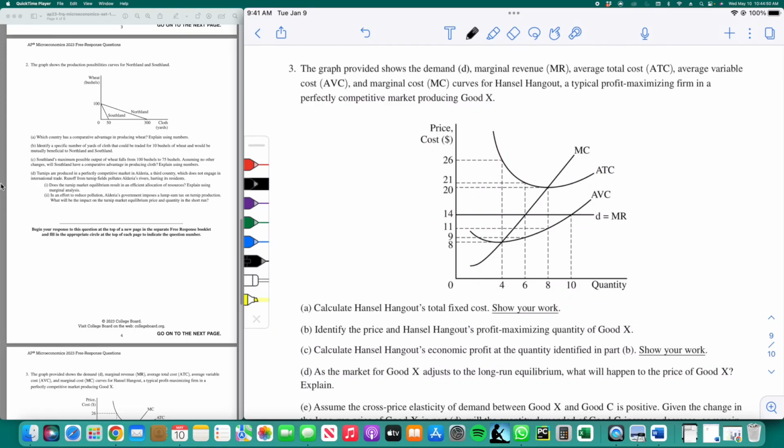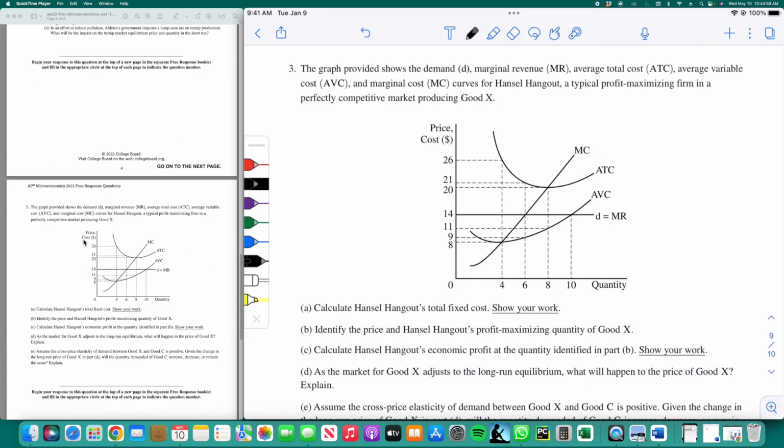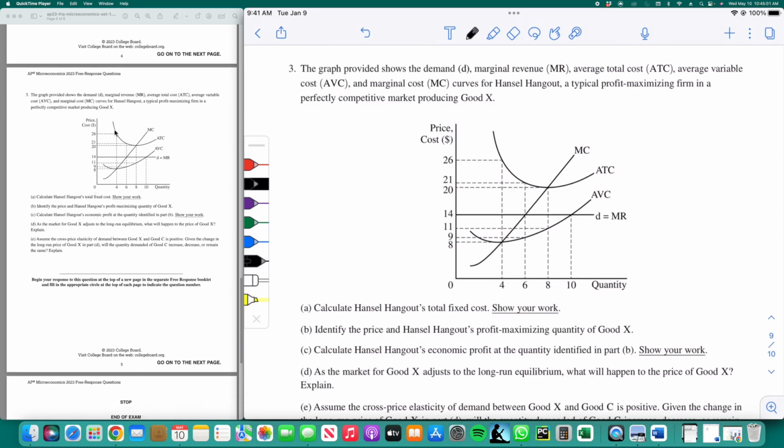On question 3 for the 2023 free response questions, set number 1. So question 3 says this. We are going to be doing the graph showing the demand, the marginal revenue, the ATC, the AVC, and the marginal cost for a typical profit maximizing firm in a perfectly competitive market producing good X.